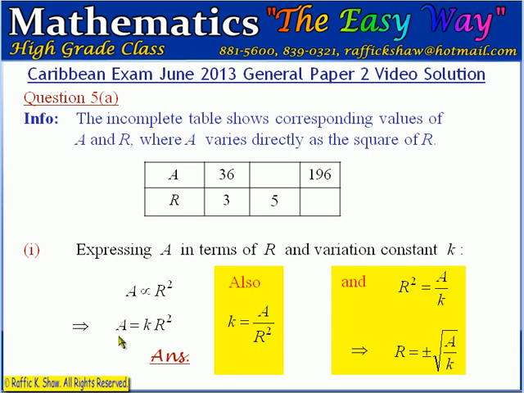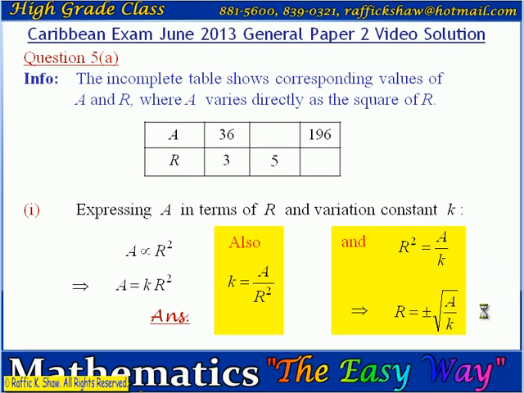All this information is relevant. When we want a value of A, we use this formula. When we want to find K, we use this formula. And when we want to find a value of R, we can use this formula. This is a good approach for variation questions: find each expression in terms of the other, make each one the subject, and that will assist us to proceed smoothly through the solution of this question.